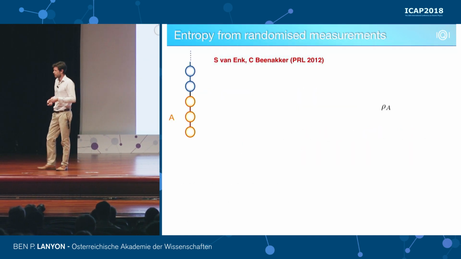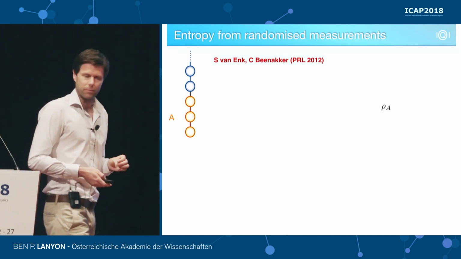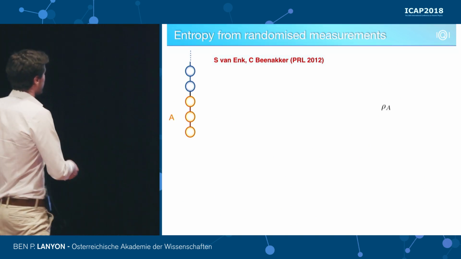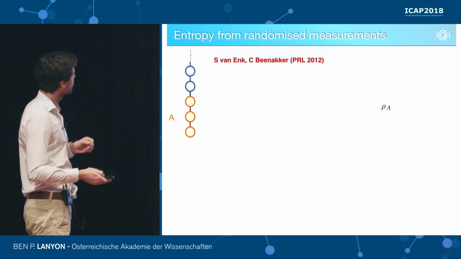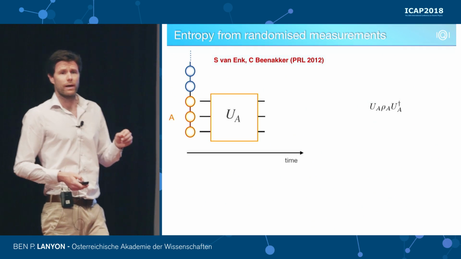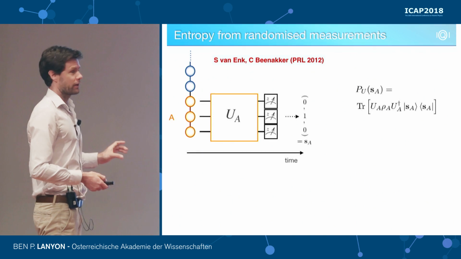Okay, so here is the original proposal by Van Enk and Beenakker, where you want to get the Rényi entropy of some system prepared in some state rho A. You do a randomly chosen multi-qubit unitary operation and measure the logical state.